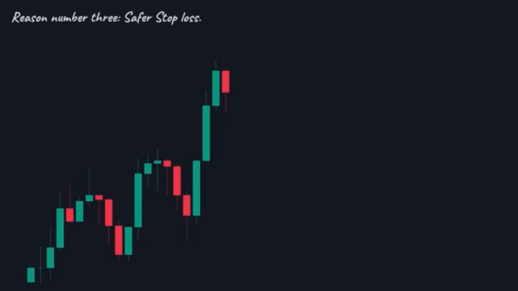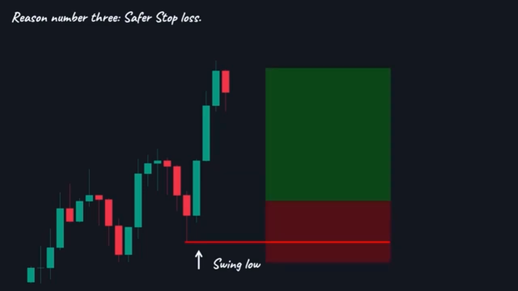Reason number 3: safer stop. The best price level to set our stop loss to be safe from market fluctuations is below this swing low, because if the price breaks through this level, we will have a market structure shift, so the bulls will do their best to support this level. Therefore, the closer your stop is to this level, the safer it is. This was the third reason why we enter trades in the discount zone.